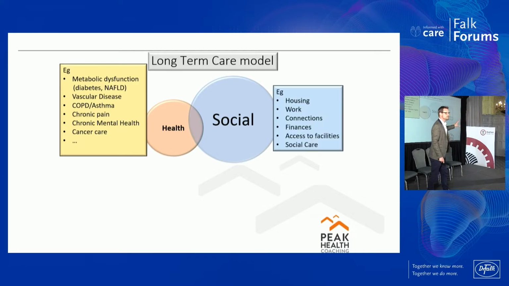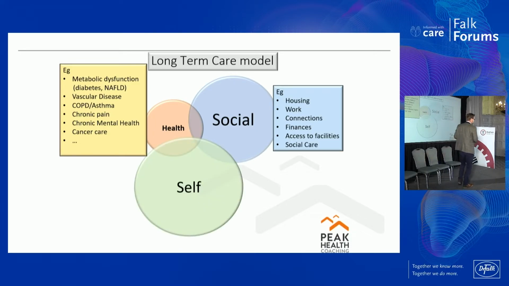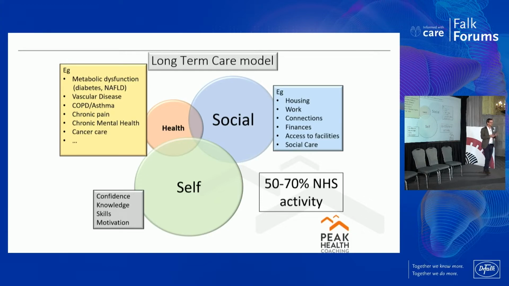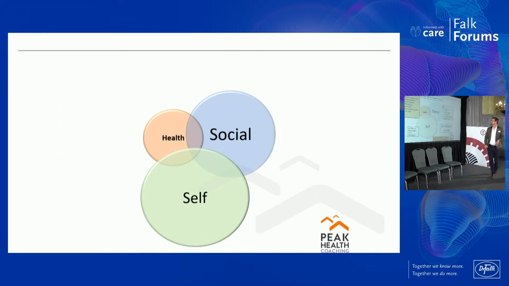So we're looking at the wider determinants of health. Again, we've heard that today, haven't we? People's housing, their work, their connections, finances, access to facilities, and social care. And then, of course, the self. The person themselves makes the biggest contribution in the long-term model, where people are much more dependent on their confidence, knowledge and skills to self-manage. That is what makes the biggest contribution, and that is about 50 to 70% of the NHS work. So that's the bit we probably need to get right. So my question is, are we using the right model? What the practitioner knows, perhaps in this situation, is less important.